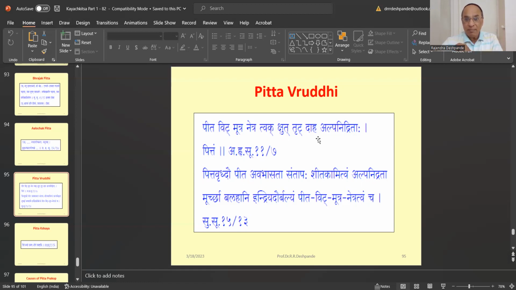Alpanidrata, insomnia problem. Pitta Vruddhi, Pitta Obhasta, Santapaha: high temperature. Shita Kamitvu, desire for getting cold. Alpanidrata, sleep is less. Murcha, giddiness, unconsciousness. Balhani, strength is lost. Indriya Daurbalya, of the Jnanendriya and Karmendriya: Shrotra, Tvak, Chakshu, Rasana, Ghrana, Vak, Pani, Pad, Payu, Upastha, and Ubhayendriya, which is the mind. All these indriyas will also get affected because of this excessive heat in the body. Then Pitta, yellow color for the Vit, for the Mutra. Vit means stools. Urine, Netra, Tvak. This is by Vagbhata, this is by Sushruta. This was slide number 95.